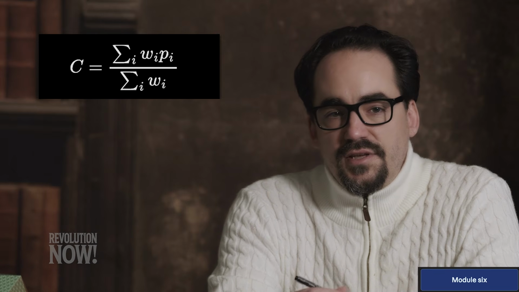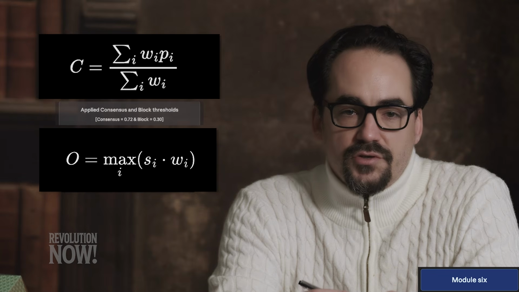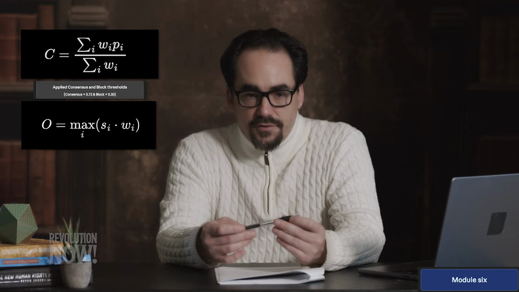Now we are ready for the 3 possible outcomes of Module 6. So it now has these numbers, a consensus score, C, and an objection index, O. It compares them against the 2 thresholds from the rule structure: consensus threshold, the spec default is 72, and block threshold, the spec default is 0.3. From this comparison, one of 3 directives is produced per scenario.